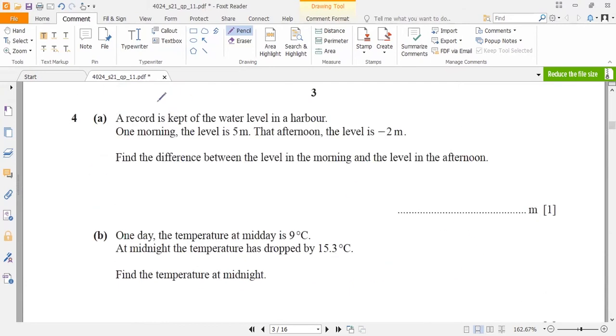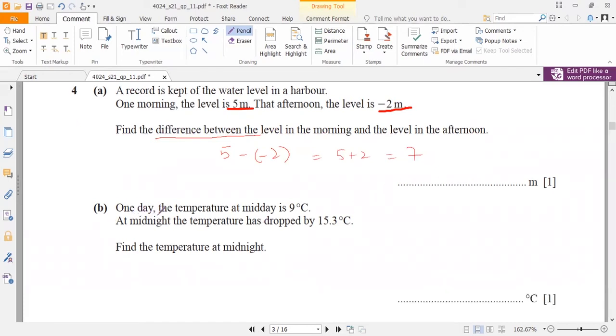Now in question number 4, a record is kept of the water level in a harbor. In the morning, the level is 5 meters. That afternoon, the level is -2. It means that in the morning the level is 5 meters, and in the afternoon the level is reduced to -2. So here we need to find the difference between the levels. For the difference, obviously we need to subtract: 5 minus -2. So minus minus plus, 5 plus 2 will be equal to 7. So the difference is 7 meters.